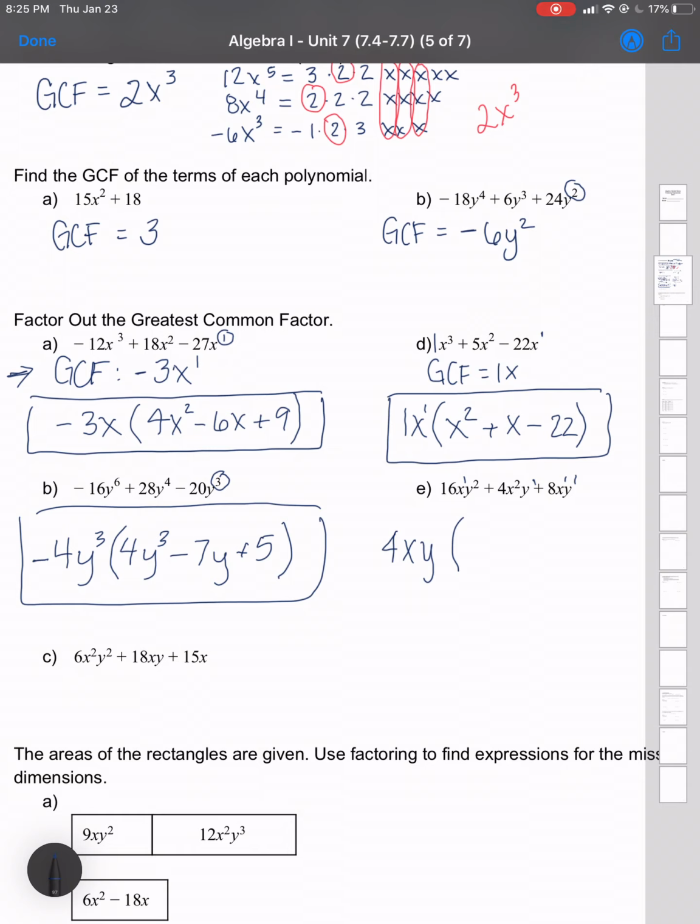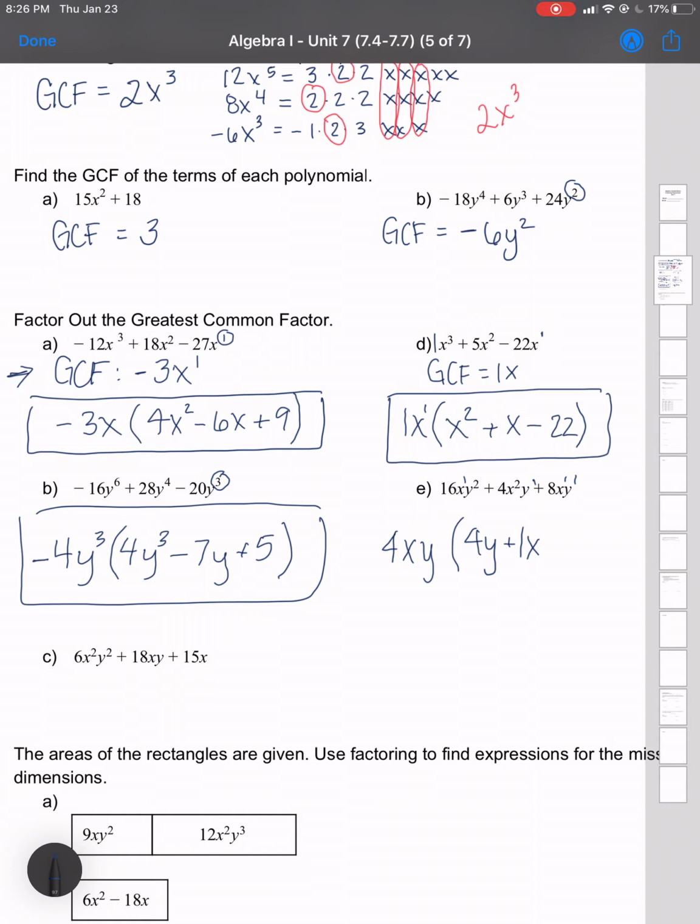Then we divide, so break this one apart. 16 divided by 4 is 4. X divided by x, those cancel each other out, and y squared divided by y is y. Second term, 4 divided by 4 cancels, so I'm going to just put a 1 there. X squared divided by x leaves us 1x, and y divided by y goes away.